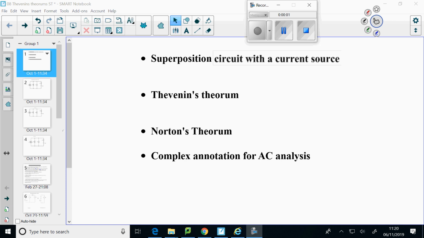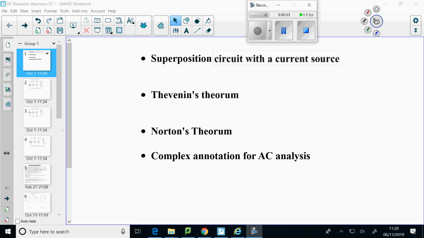Today, we went through superposition last week. This week we're just going to have a look at a circuit that's got a current source in it, to make sure we cover what happens with a current source instead of a voltage source. We're going to have a look over the next couple of weeks at Thevenin's theorem and Norton's theorem as well.